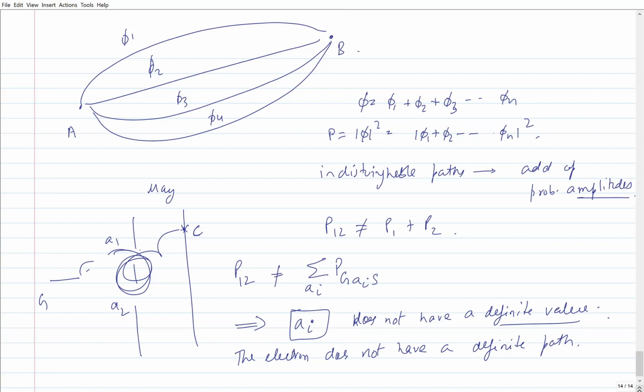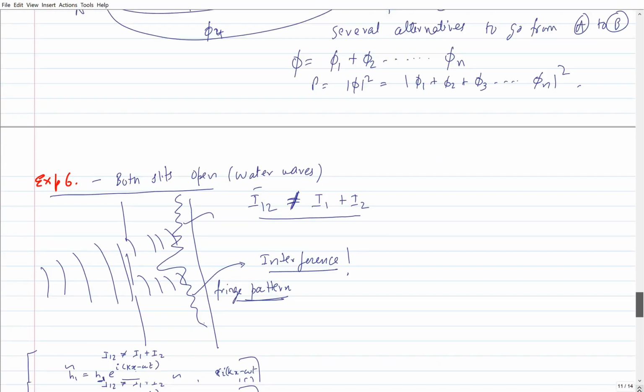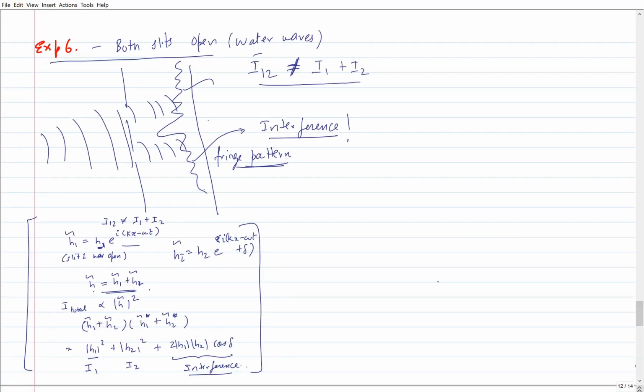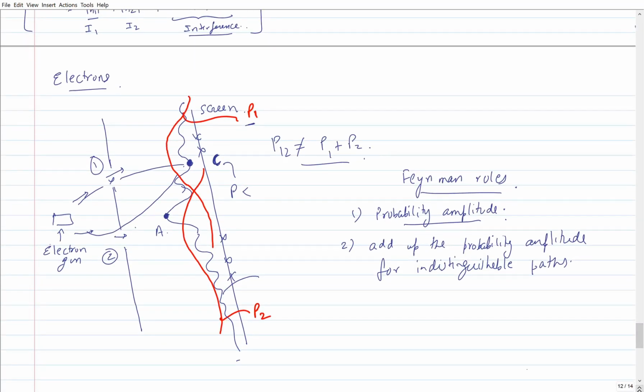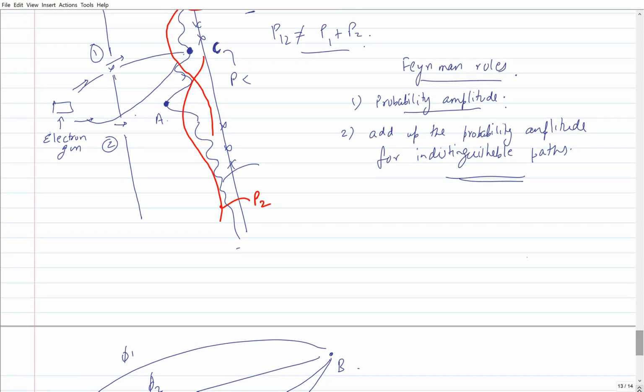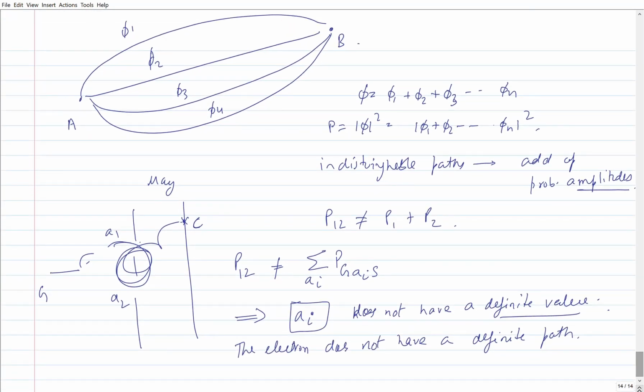So that's essentially the idea, and then we argued that we will add the probability amplitudes. We observed that mathematically the pattern of water waves interference is very similar to what we observe for electrons, and we added the probability amplitudes just the way we were adding the waves in water waves. We added the probability amplitudes in quantum mechanics to get the prediction of the interference pattern for electrons.